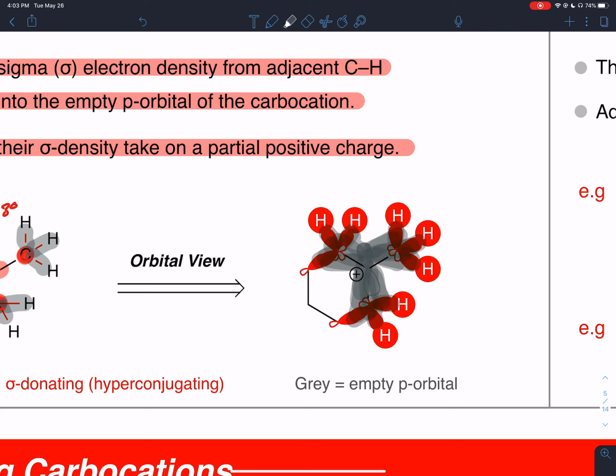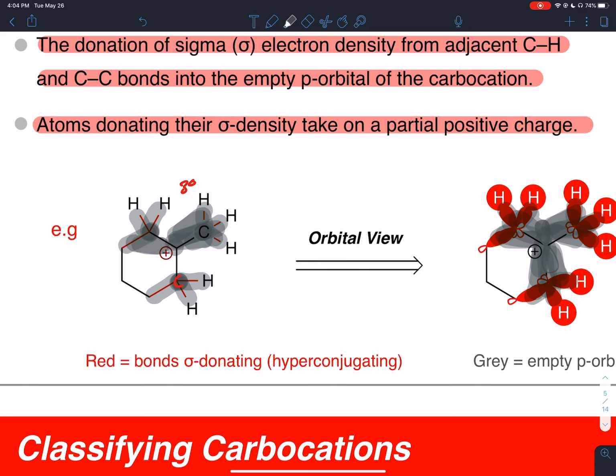Be very meticulous about visualizing when you're asked to determine how many bonds are sigma donating. You visualize the carbocation. You then look at the adjacent carbons, and it would be their carbon-hydrogen bonds or carbon-carbon bonds that are the sigma bonds that are donating into the empty p orbital of the carbocation.